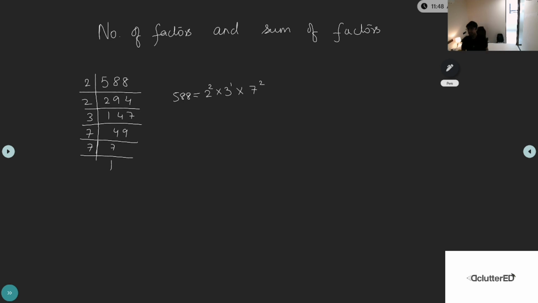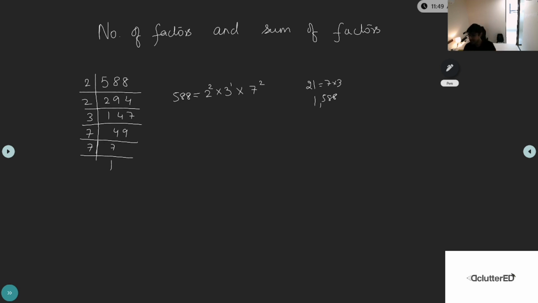Now even 21, which is 7 into 3, is a factor of 588. 1 itself is a factor of 588. 588 itself is a factor of itself. We know that for any given number, 1 and the number itself are also the factors. How many factors exist for 588?